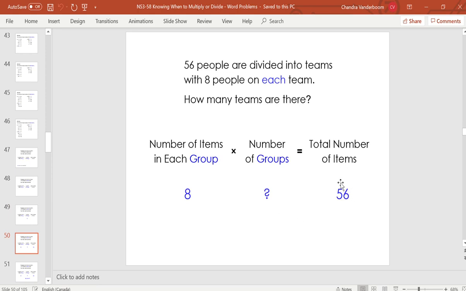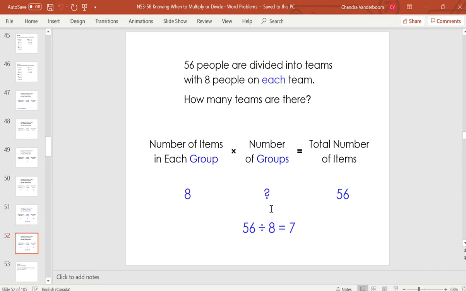If we know our total number, that means we always have to do division. 56 divided by 8 equals how many? Let's do our skip counting. Fists up, ready with those fingers. We have 8, 16, 24, 32, 40, 48, 56. So you should have 7 fingers up.